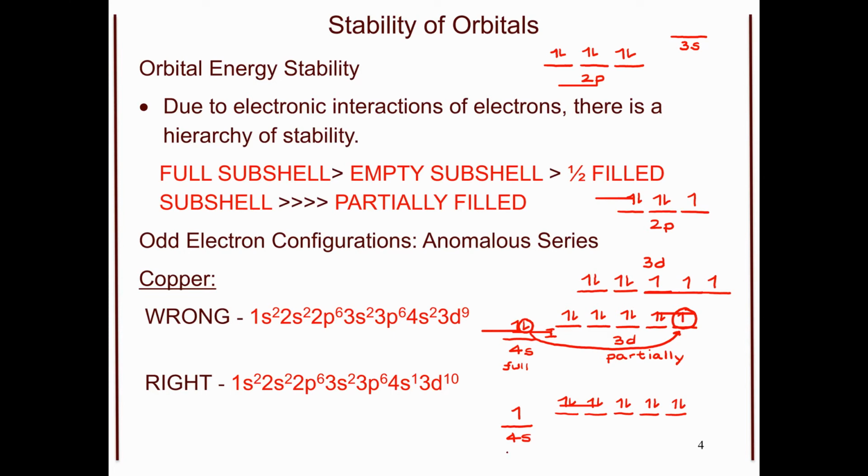So now what I have done is I have a half filled subshell, which is less stable than a full subshell. But by that donation of the electron, I am now able to get a full subshell as well. So as you can see for copper, I went from a full and a partial to a half and a full. This makes this much more stable.